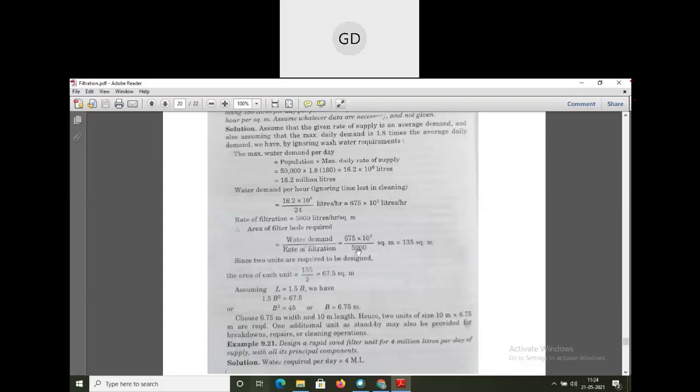So, very simple numerical. If you know one numerical on slow sand filter, you can do it easily for the rapid gravity filters.